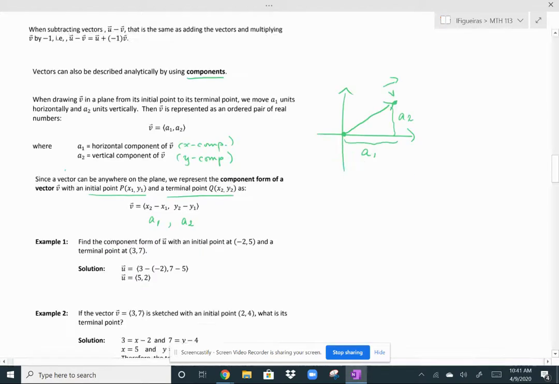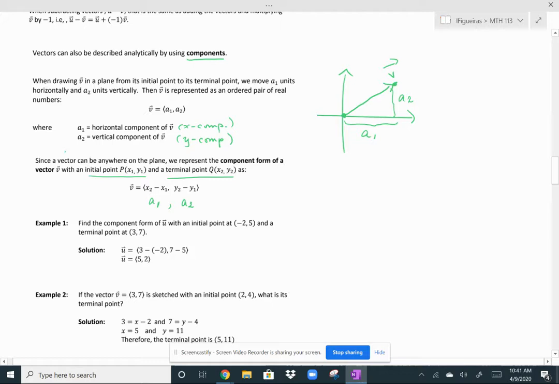All right, so let's use this information. We want to find the component. We're here on example 1. Find the component form for vector u with an initial point of -2, 5 and a terminal point of 3, 7. All right, so according to the formula that I just gave you, you have to take the x value of the terminal point, which is this one, and the x value of the initial point, which is the -2, and subtract them. So that's what you see here.